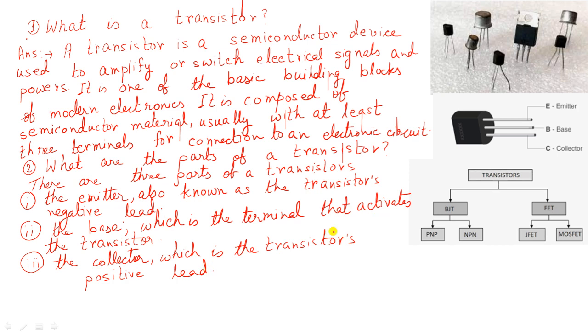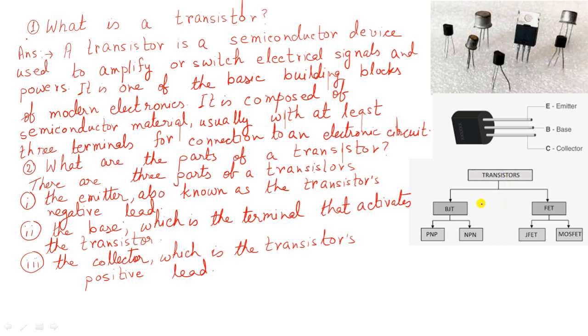Now here you see that there are three main parts of a transistor. Number one is the emitter, also known as the transistor's negative lead, the base, which is the terminal that activates the transistor, and the collector, which is the transistor's positive lead. In this video we have only discussed what is a transistor, what are the parts of a transistor, and the types of transistors.